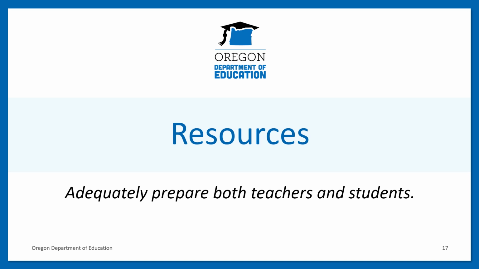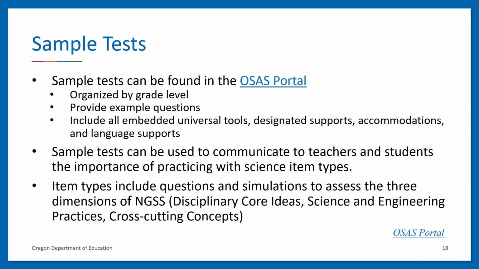Oregon provides several support resources that can adequately prepare both teachers and students. The OSAS Science Sample Tests are available on the OSAS portal at osasportal.org. Sample tests provide examples of the types of test items students will see in each grade band of the OSAS Science Test and should be used to help students become more familiar with the format of the test. The sample tests also allow an opportunity for test administrators and students to try out accessibility supports before using them on the actual OSAS Science test.